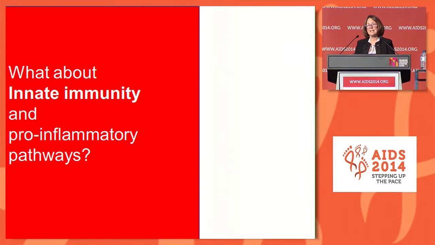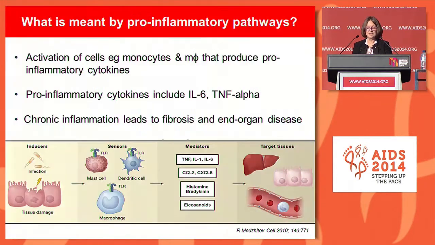So that's a little bit about T-cells, but I'm going to talk to you today about monocyte activation, innate immunity, and pro-inflammatory pathways. Let's start by just asking what we mean by pro-inflammatory pathways. That's when you activate cells such as monocytes and macrophages that produce cytokines, including IL-6 and TNF-alpha, that can result in an inflammatory environment. Uncontrolled chronic inflammation leads to fibrosis and end-organ disease.